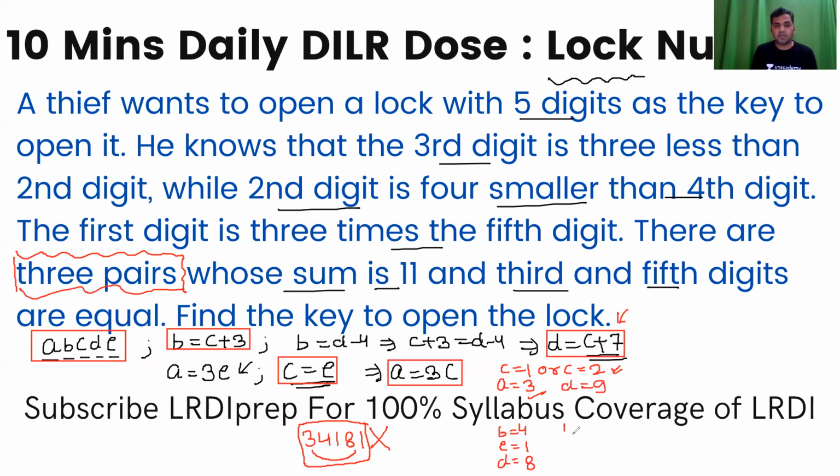And in this case, B is C plus 3. So B will be 2 plus 3, that is 5. And the value of A is 3 times of C. So 3 times of 2 is 6. And the value of C and E are same. So E will be same as 2. Now in this case, the log number will be A6 and B5, C2, and D is 9 and E is 2.